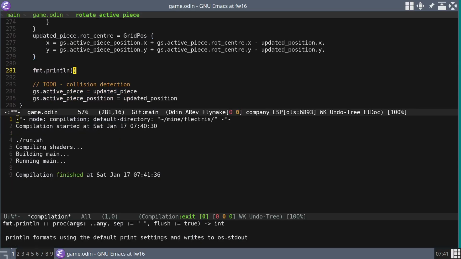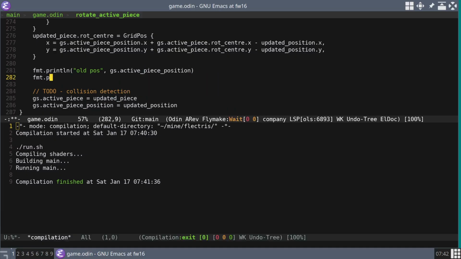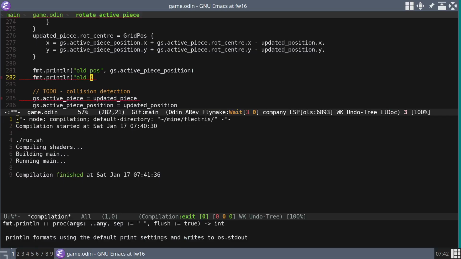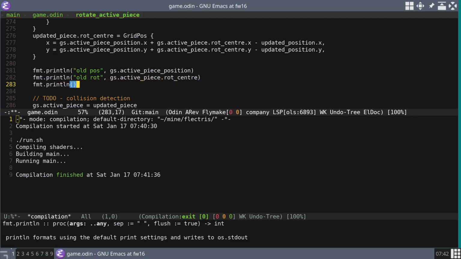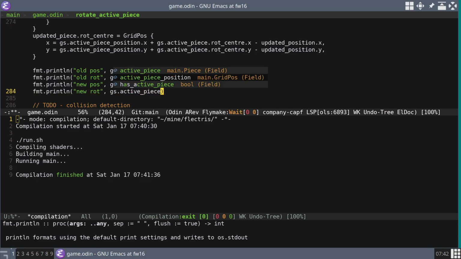So format print line: old pos is game state active piece position; format print line: old rot is game state active piece dot rot center; format print line: new pos is game state active piece position; and format print line: new rot is game state dot active piece dot rot.